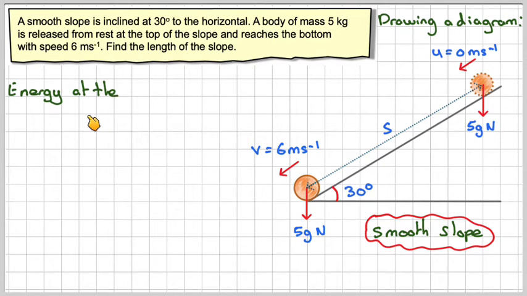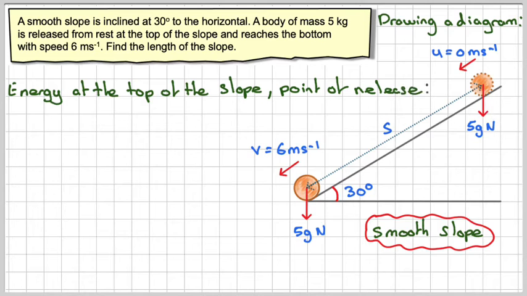So the energy at the top of the slope here, the point of release, will be equal to the initial kinetic energy plus the initial potential energy. The initial kinetic energy is given by a half mv squared. Normally we write half mv squared, but we're talking about the initial velocity here, so it's going to be half mu squared, plus the potential energy, which is mgh. Now h will be the vertical height from the bottom of the slope.